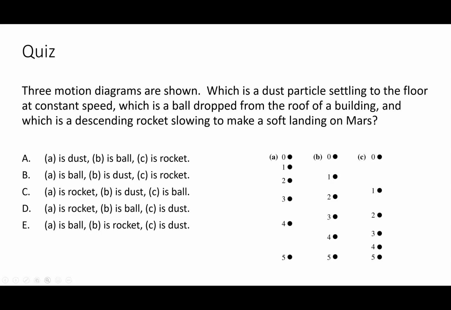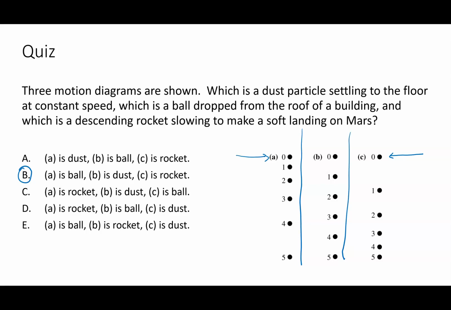So in this particular case, the correct answer is B. All three of these diagrams to the right are motion diagrams. The dots represent where the object is at the given moments in time. In all three, the point labeled 0 means at time equals 0, so the initial moment in time that we're talking about.